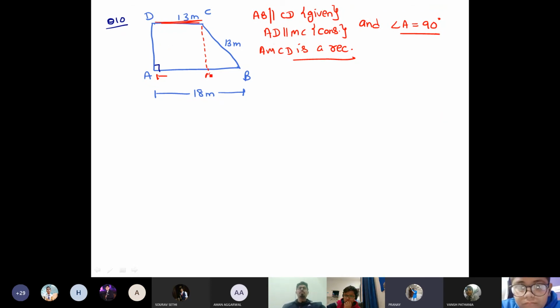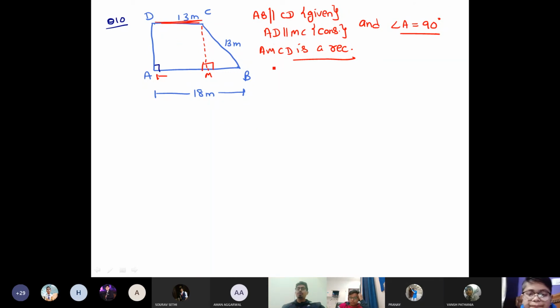So AMCD is a parallelogram, but if all of you just listen to me carefully, students, always remember this property: if in a parallelogram one angle is 90°, then that parallelogram will be a rectangle. Always remember this identity. So AMCD is a rectangle now. So if this is a rectangle, can I say that this is 90° and this will be 90° as well? Yes or no?